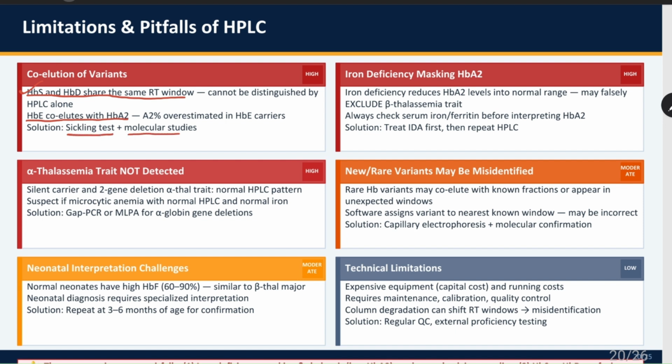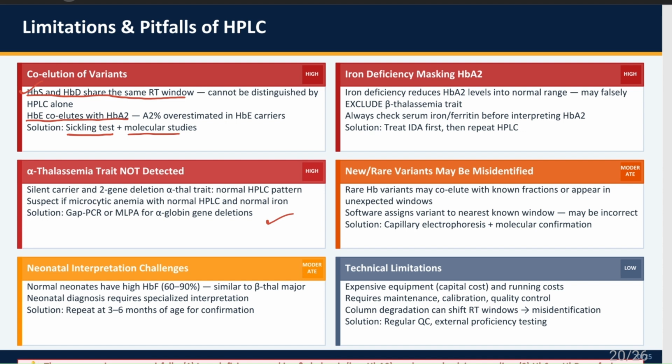In case of alpha thalassemia trait, the silent carrier and the 2 gene deletion alpha thalassemia trait can be missed or not detected by HPLC, because in HPLC there will be a normal HPLC pattern along with microcytic anemia and normal iron studies. So to confirm the alpha thalassemia trait, we should perform gap PCR or MLPA for alpha globin gene deletions.